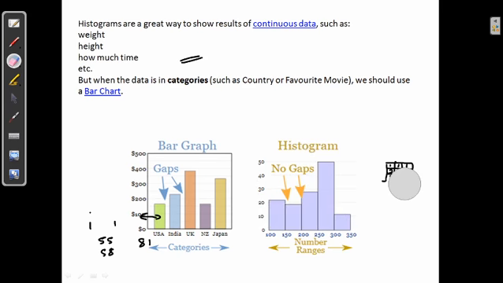The same thing which I explained earlier is being shown over here. If you consider, histograms are a great way to show results of continuous data, such as weight, height, how much time, etc. But when the data is in categorized form, such as country or a favorite something, then you'll be using a bar chart. So you can see the difference between bar graph and histogram. The histogram is what? Continuous.